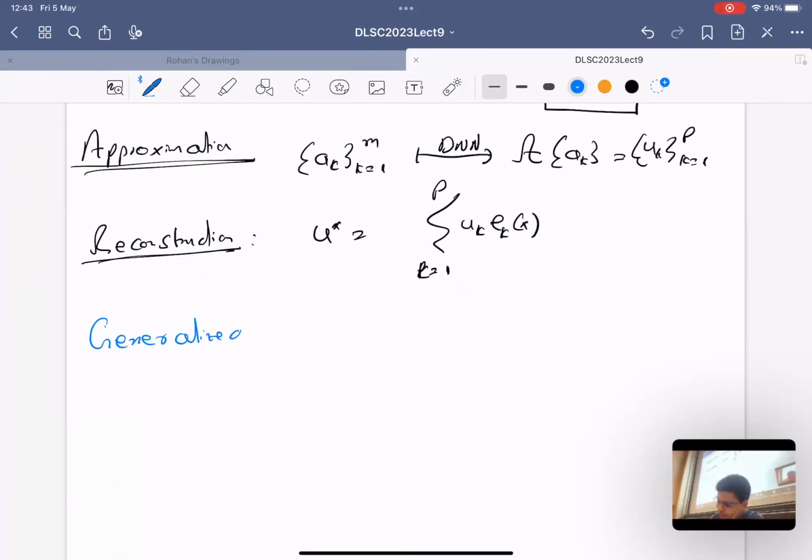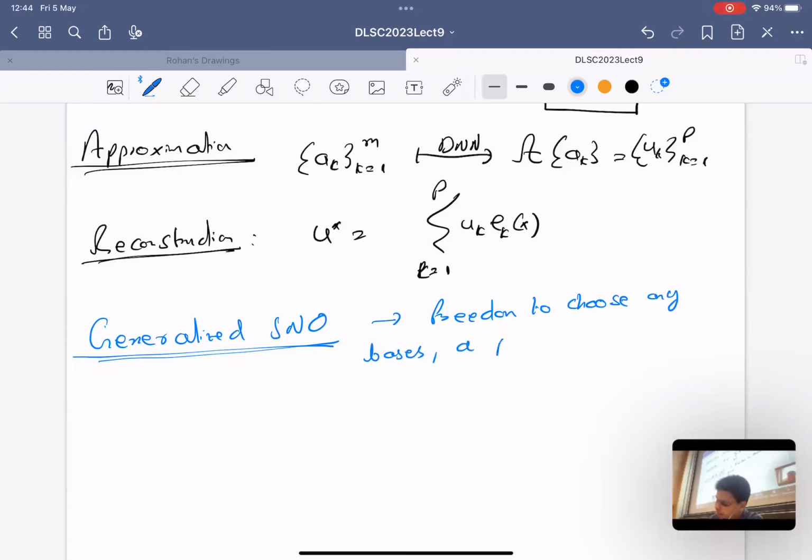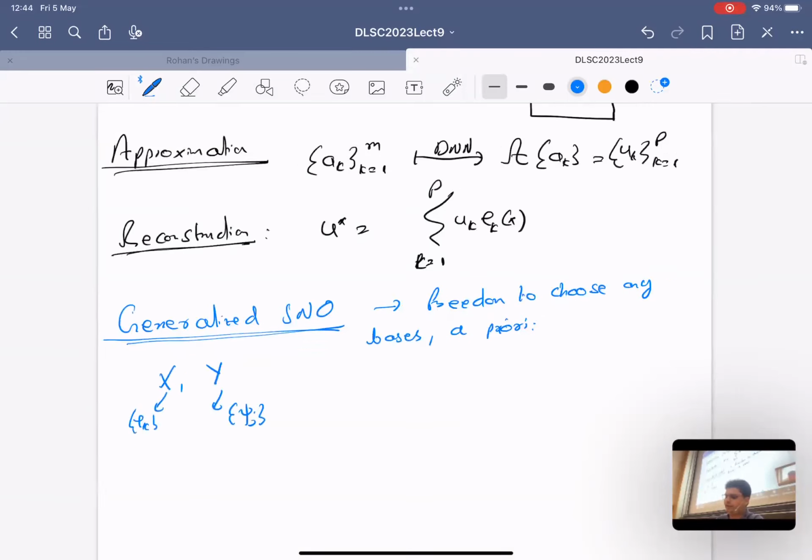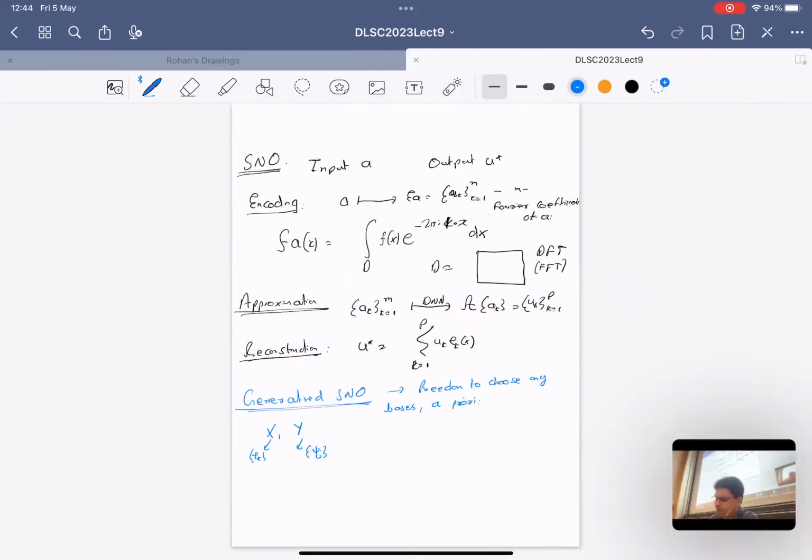Generalized SNO. You can take any basis. So essentially, freedom to choose any basis. But this has to be done a priori. And why is that a priori? So in particular, X and Y are your input and output spaces. I can choose a basis phi k here and a basis psi j here, right? And I can do the same algorithm, but now with respect to these bases.